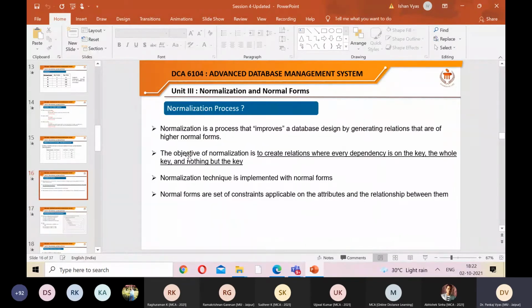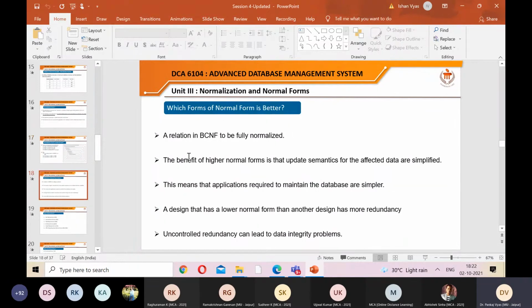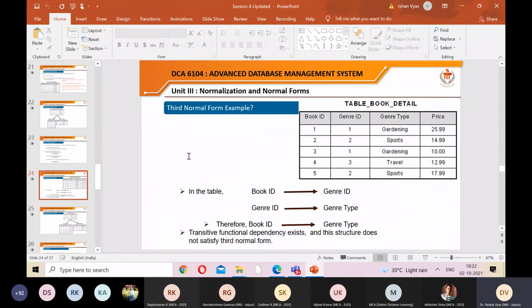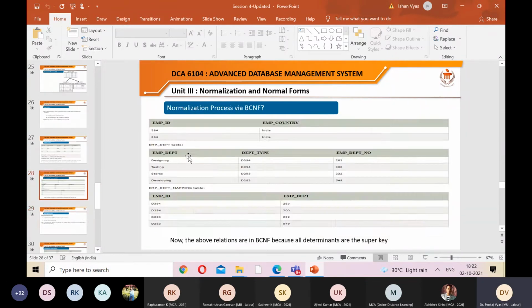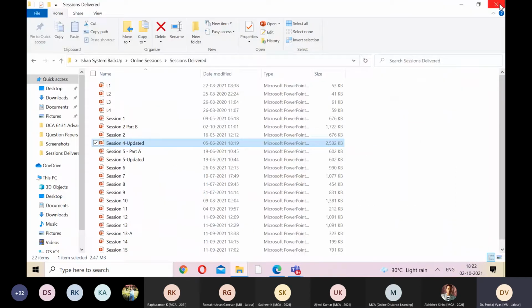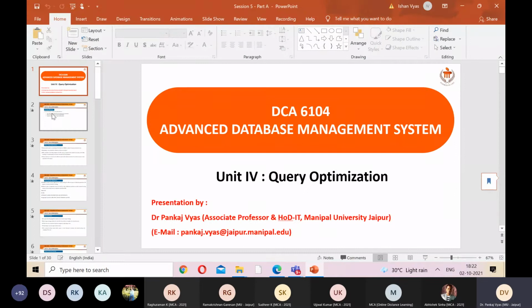So how to convert, the normalization process, this is where you have to focus. How to convert a relation into first normal form, second normal form, third normal form, etc. So that is all about unit number 3. Similarly, if you look at unit number 4, that is query optimization.